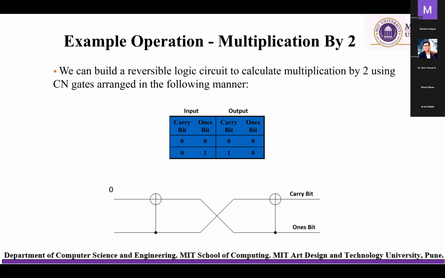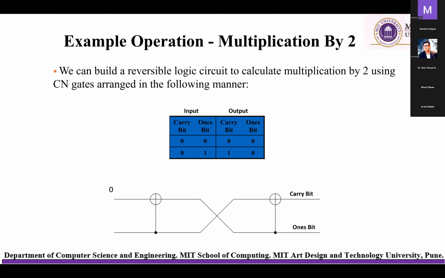In quantum computing, we can create a reversible logic circuit to calculate multiplication by 2 using controlled NOT or C-NOT gates arranged in a specific manner. The logic operation is as follows: input, carry bit, and ones bit. The carry bit can either be 0 or 1, and the ones bit can be 0 or 1. From the output's perspective, the output will also contain a carry bit and a ones bit.